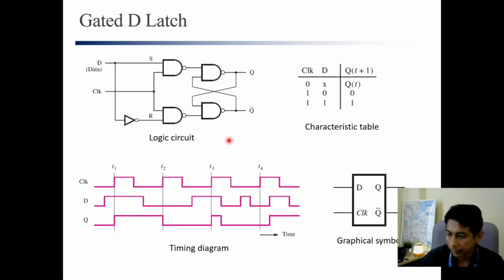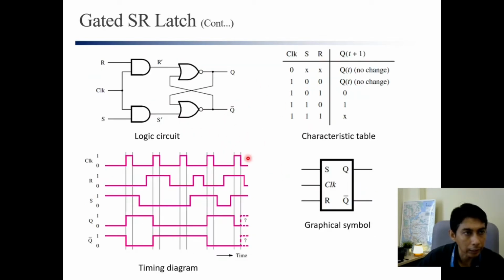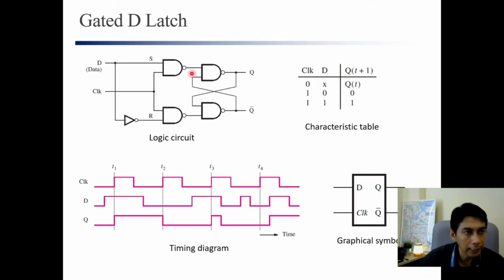And this is the gated D latch. D latch. This one is SR. This one is D, D latch. D represents data. So the characteristic of the D latch is like this.